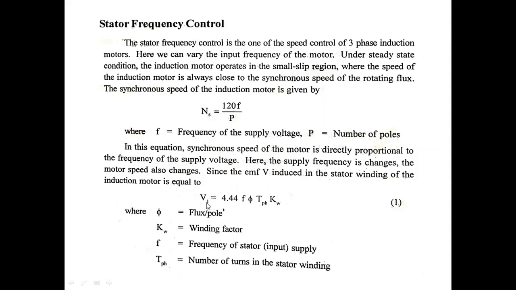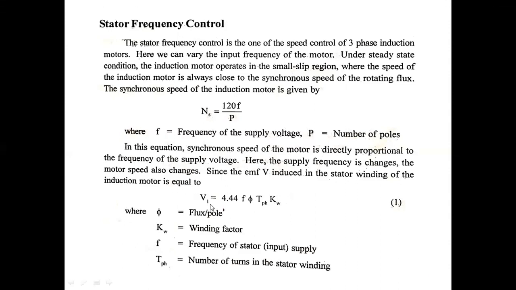Then another equation we can find here is the supply induced voltage in the stator of the induction motor. We are calling it E1, the induced voltage. Here, for my convenience, I represent it as V1. That equals 4.44 times frequency, multiplied by the flux, multiplied by the number of turns, and multiplied by the winding factor. If you look at this equation, all the parameters except frequency, voltage and flux are constant quantities.